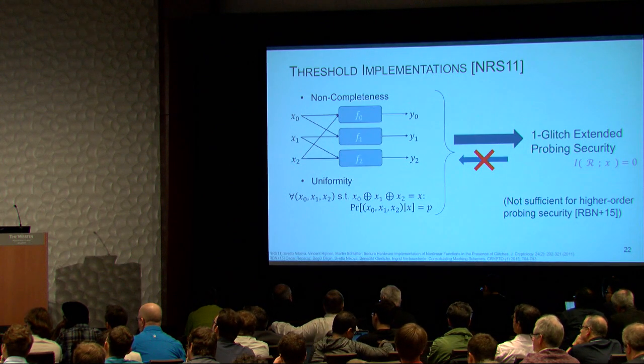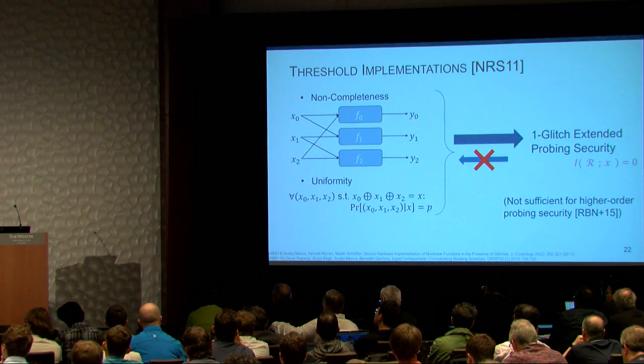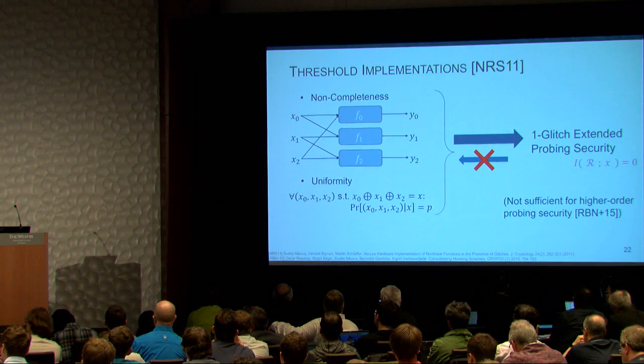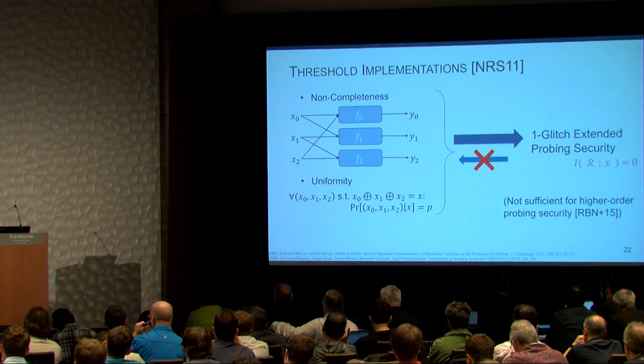So at Crypto 2015, it was shown that non-completeness and uniformity are not sufficient for higher order security, which is interesting because still in the last 4 years, you can find a lot of masking papers that actually talk mostly about non-completeness and uniformity.